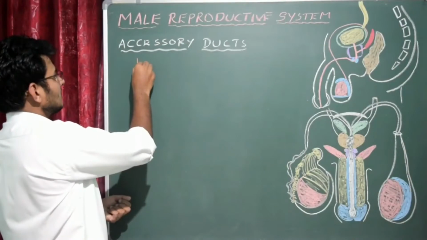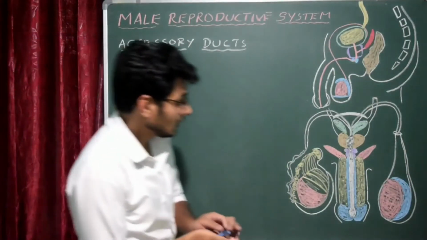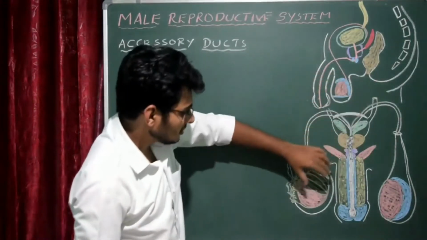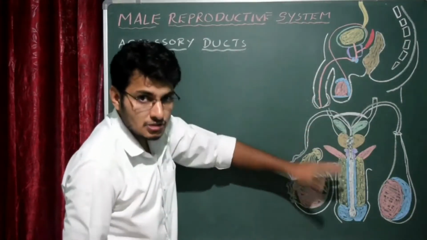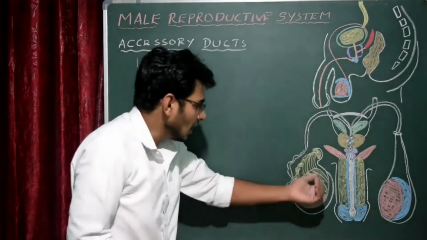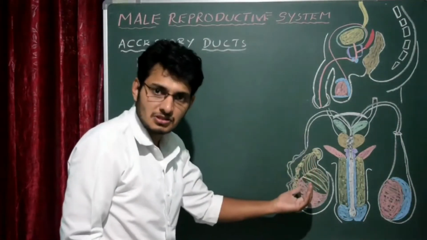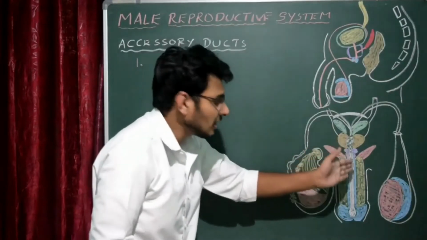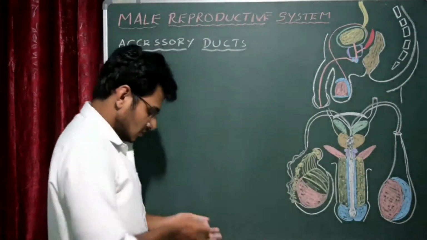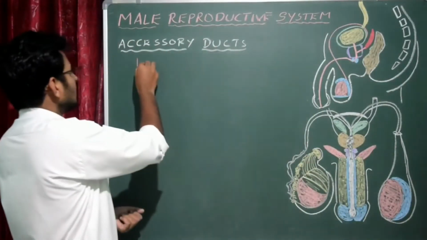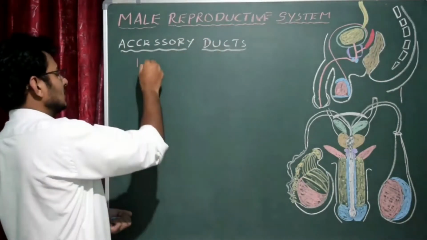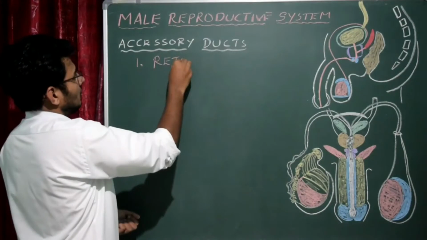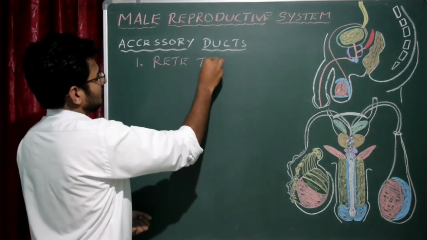The first accessory duct. So I'm labeling. I will label it later actually, but I'll tell you, we'll start from the inside to the outside. That means within the testis what kind of pipe system is there, then outside the testis what kind of pipe system is there, then exactly within the external genitalia, the penis, what kind of pipe system is there. So the first pipe system or duct is called the rete testis.